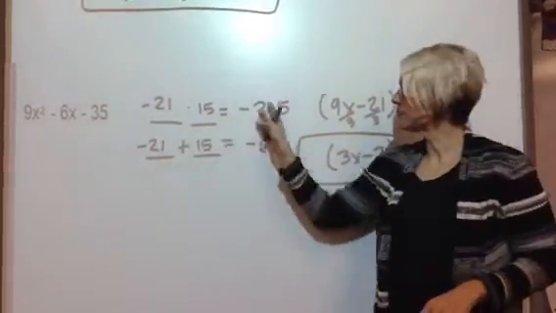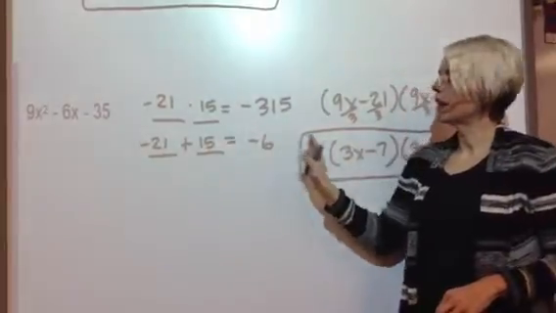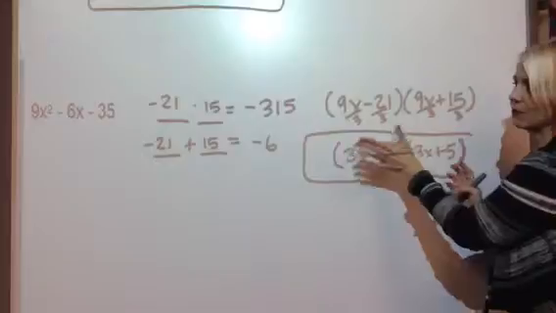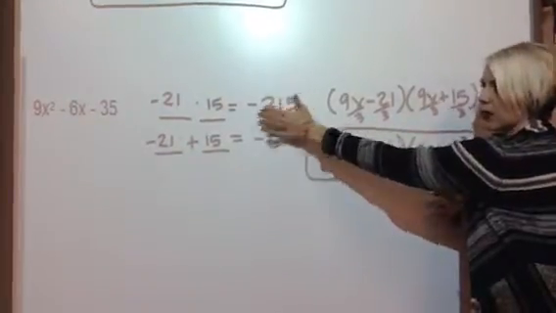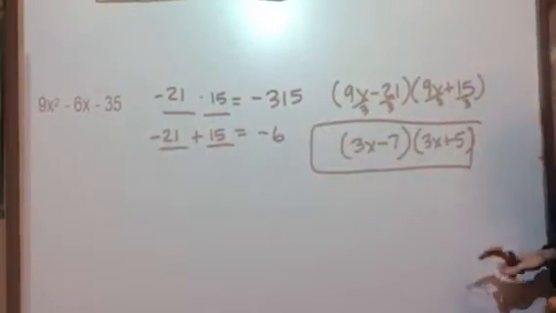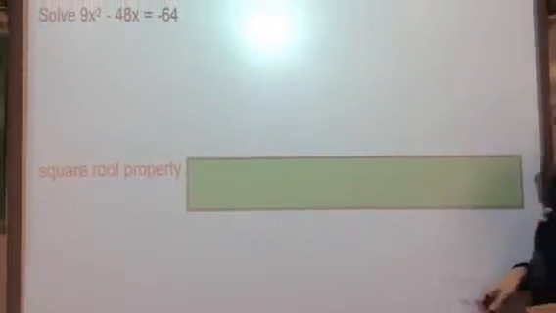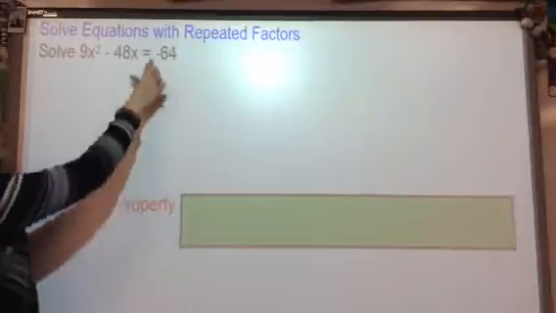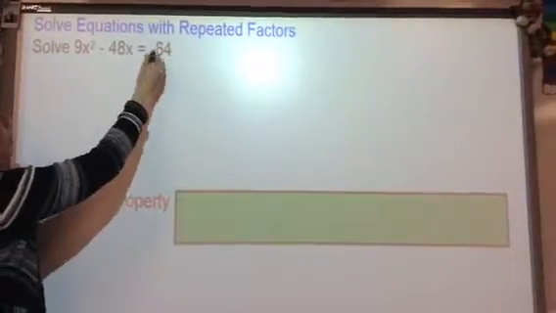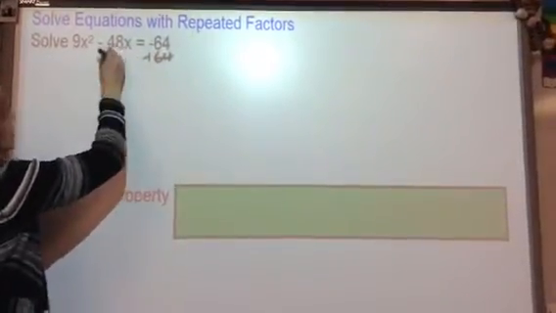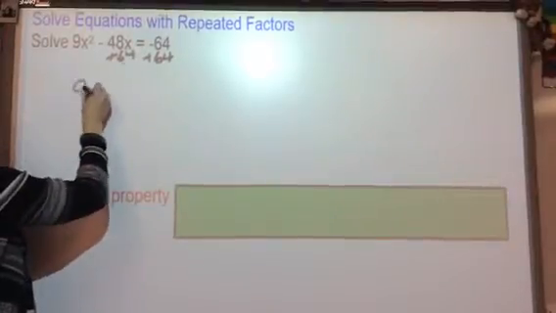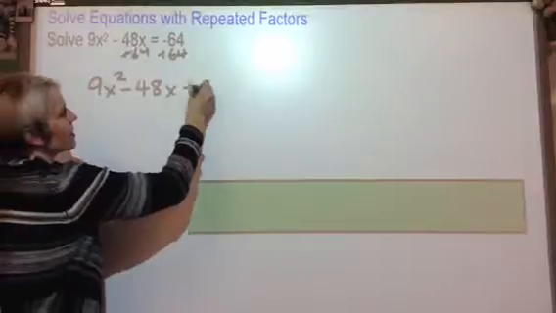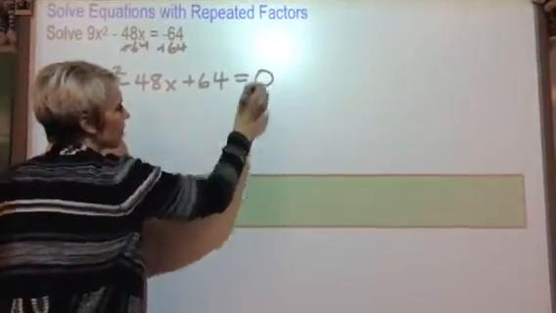Now this was a more difficult one with a larger number, but you'll have to do that sometimes with your trinomials. You always have to look to see if you can have a product and a sum that would match up. So try the example in your notes. How about solving? Step 1, you have the steps in your notes, is to set it equal to 0. So we're going to add 64. Now we have 9x squared minus 48x plus 64 equals 0.